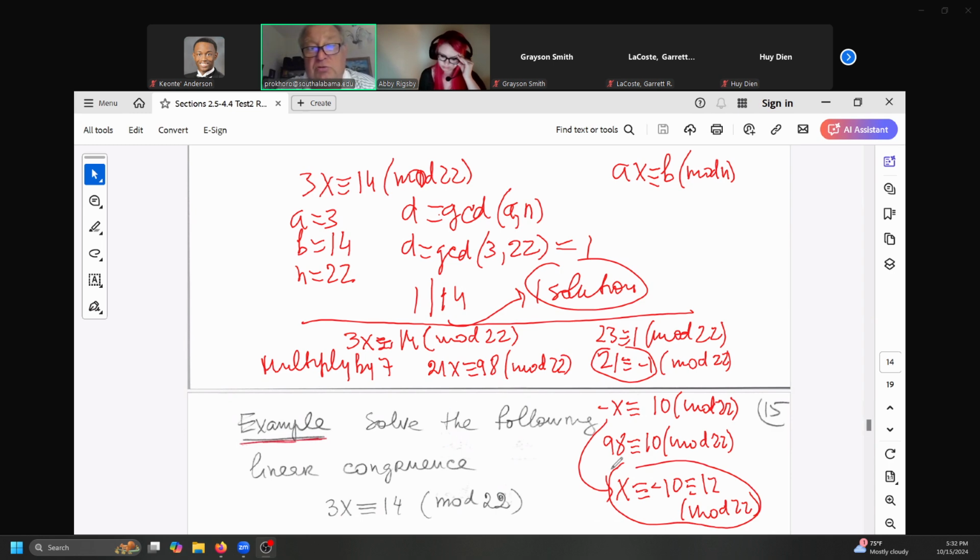Always check your solution. Let's check it. So I'll substitute 12 right there. 3x, and instead of x, I'll write 12. We'll get 36, and then 14. We expect it is congruent to 14 modulo 22. Is it? 36 minus 14 is 22, divisible by 22. So we checked it, and it's true.